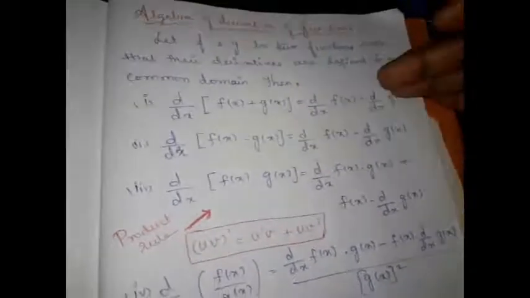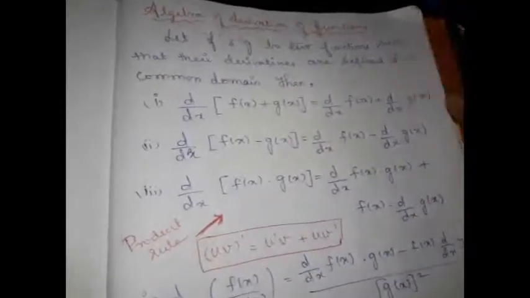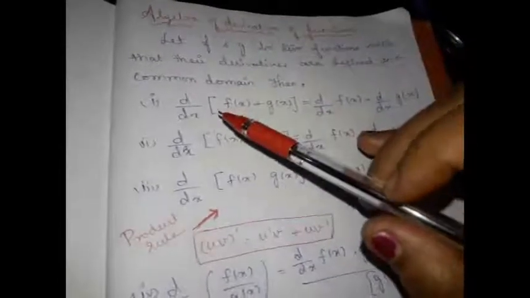In today's class we are going to see algebra of derivatives of functions. This is like extension of what we have seen in limits. The same thing we are going to see for derivatives. What happens to the derivative of sum of two functions, difference, product and the quotient?